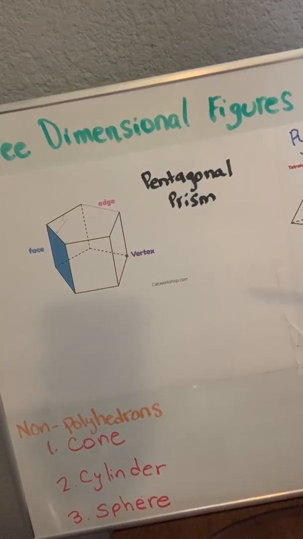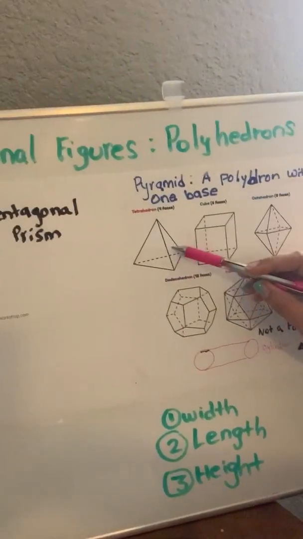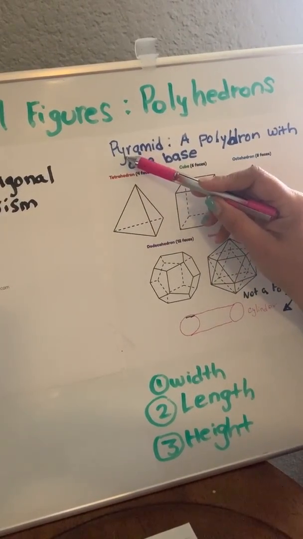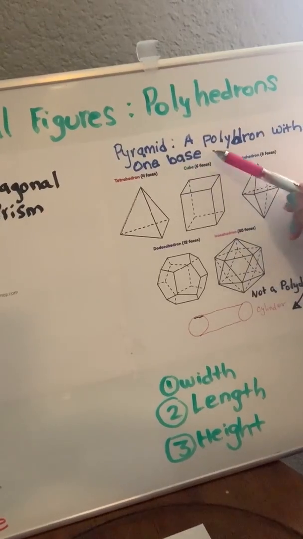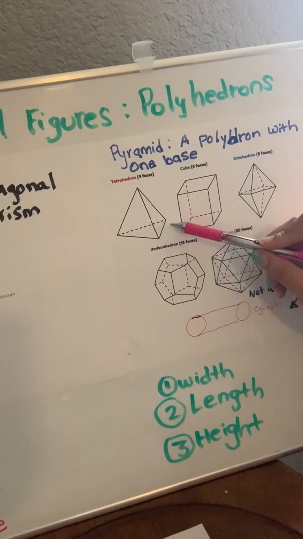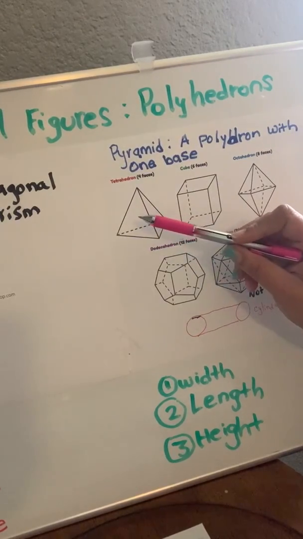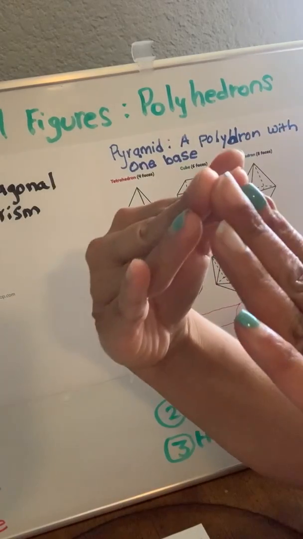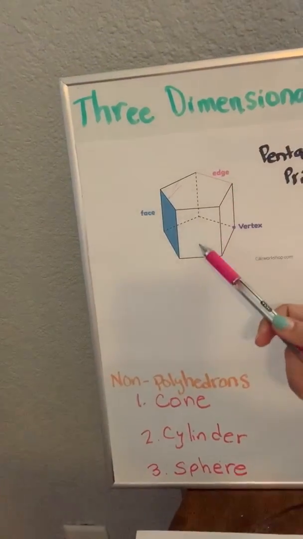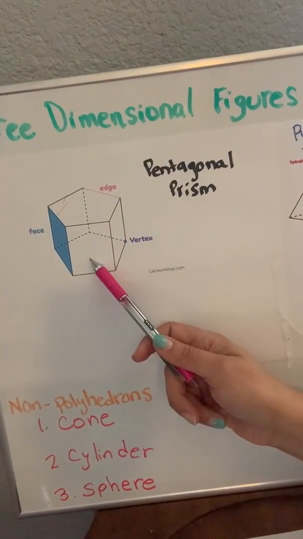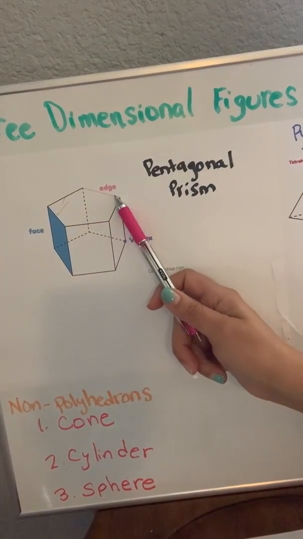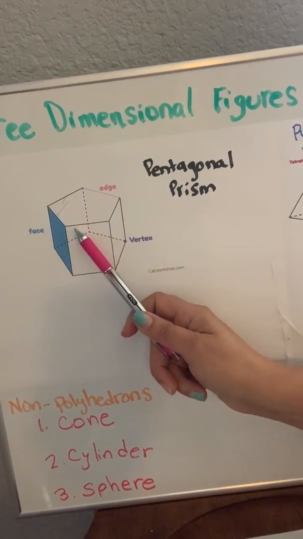Now, if it only has 1 base, like this one here, do you see what I'm pointing at? That would not be a prism, that would be a pyramid, because a pyramid is a polyhedron with 1 base. Do you see the base of this pyramid? It is a triangle, and it's only 1. And then it goes to the top like a pyramid. All right, 1 base only, and it's called a pyramid. But if you have 2 bases like you have in here, top and bottom, it is called a prism. And we call this one a pentagonal prism because the bases are shaped with 5 sides.